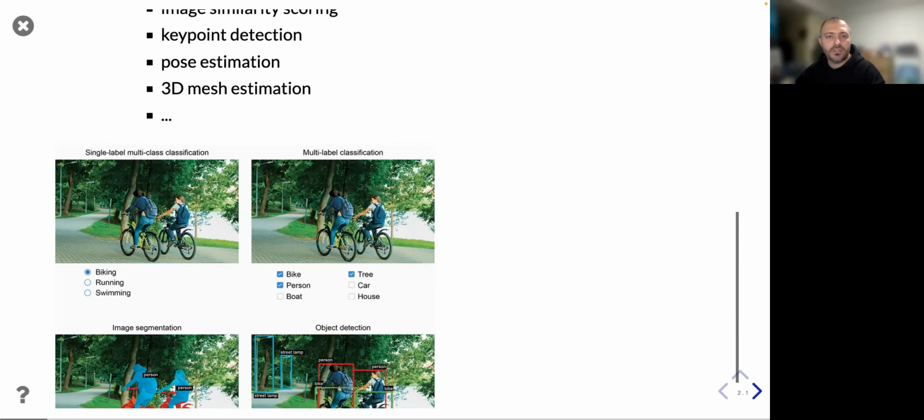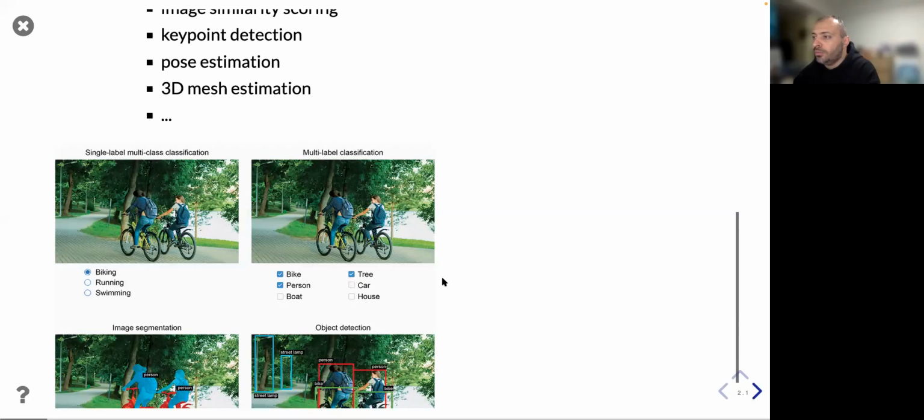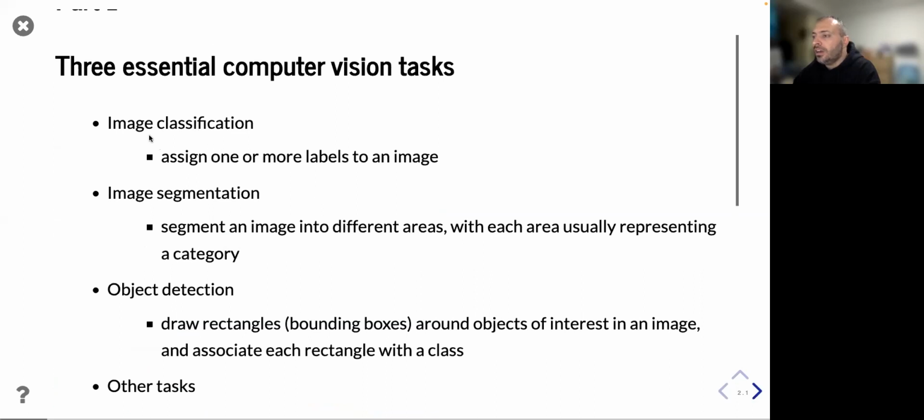When we have multi-label classification, then we have multiple labels that we can use to tag the image. So in this example, we have, for example, bike, person, and tree all tagged as labels in this classification problem. So this is the single label and multi-label classification. Then we have image segmentation. So image segmentation is, for example, when we try to segment an image into different areas. So we take the pixels of the image and we classify each pixel to a specific category.